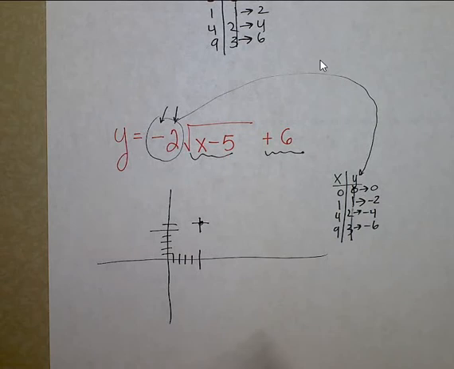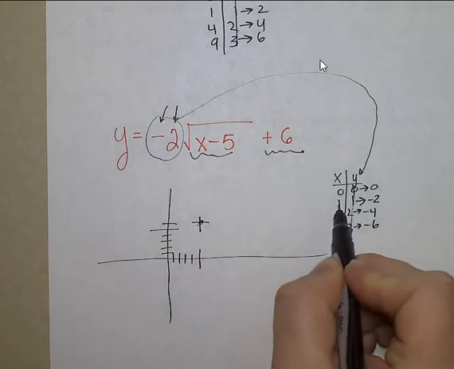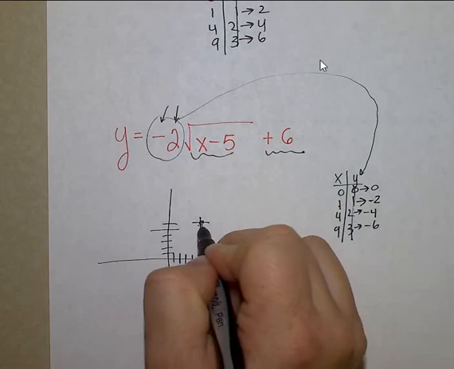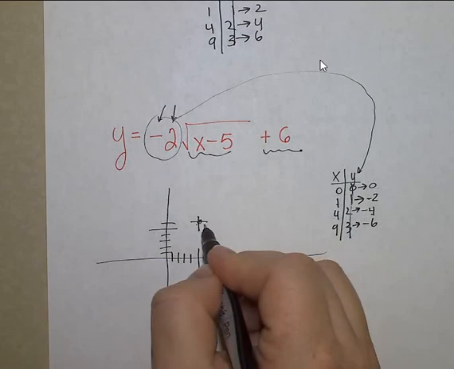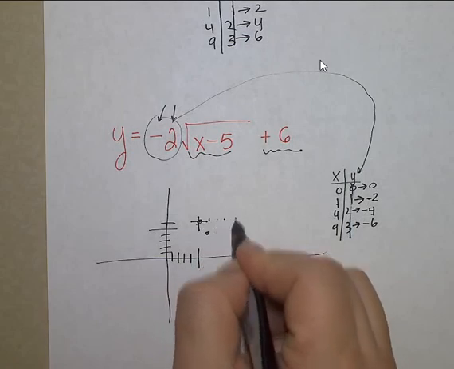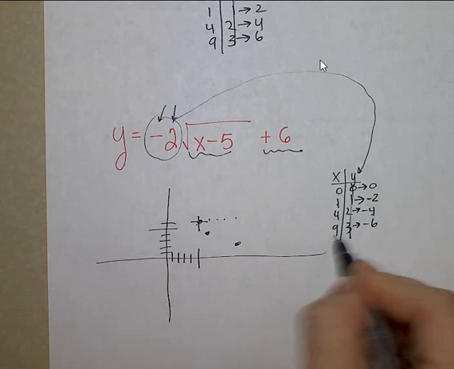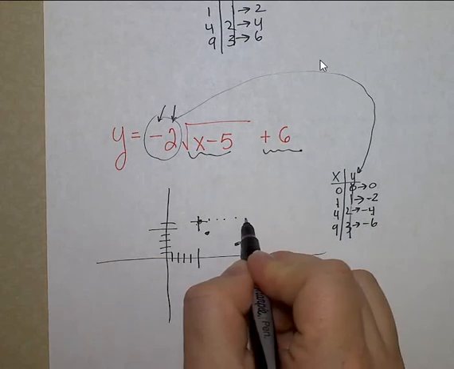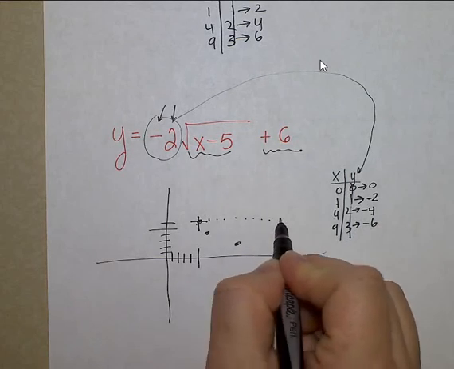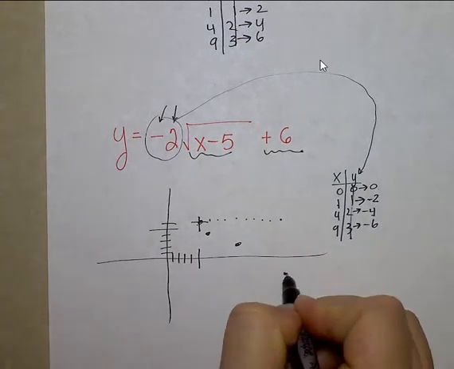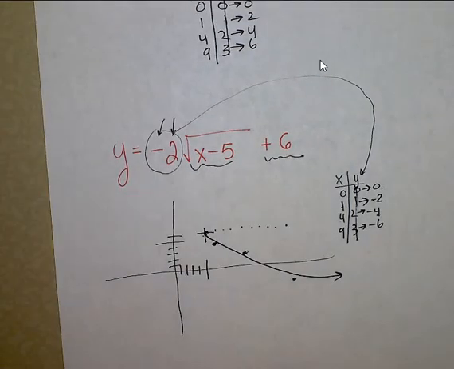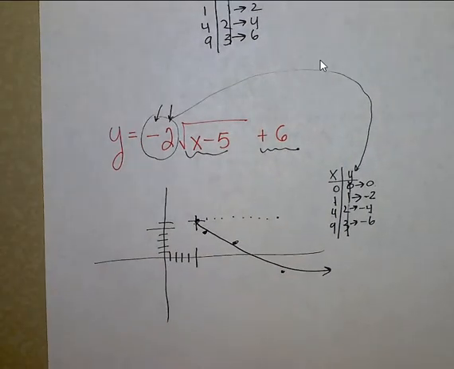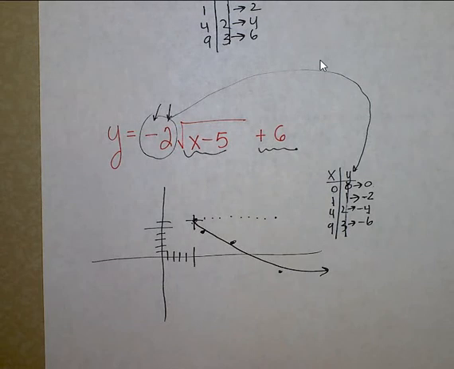When I graph, here's my new origin. Now I'm going to go over 1 and down 2. Over 1, down 2. Over 4, down 4. 1, 2, 3, 4. And over 9 and down 6. 5, 6, 7, 8, 9. 5, 6, 7. So now it's reflected across the x-axis. Okay, think to yourself, what is the domain, what is the range? And I'm going to call in 2 students. What is the domain, what is the range?